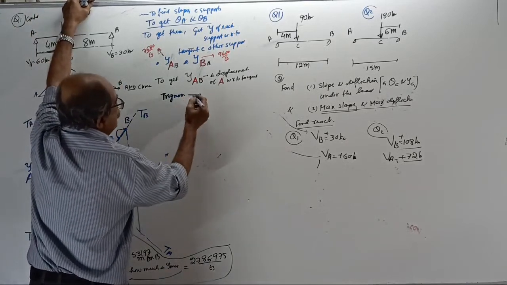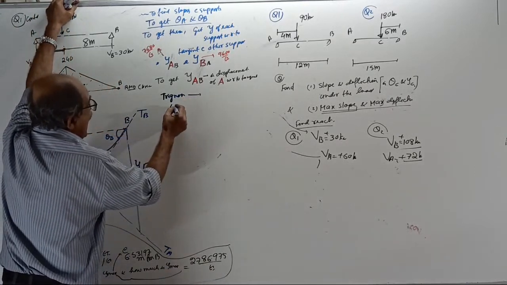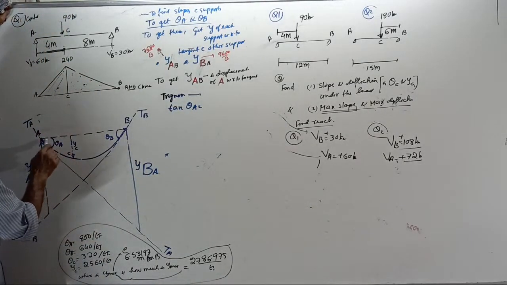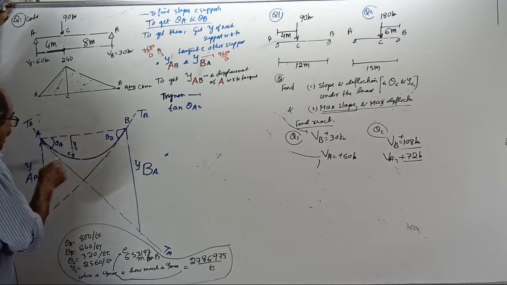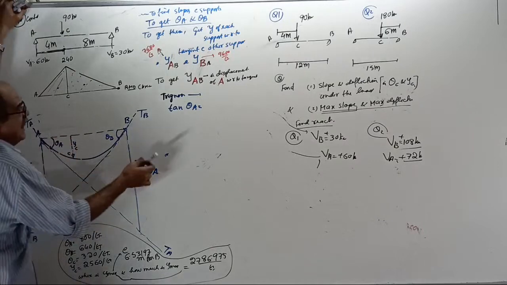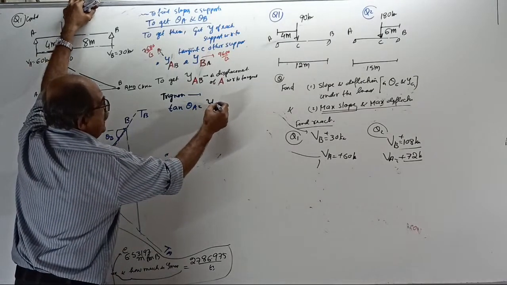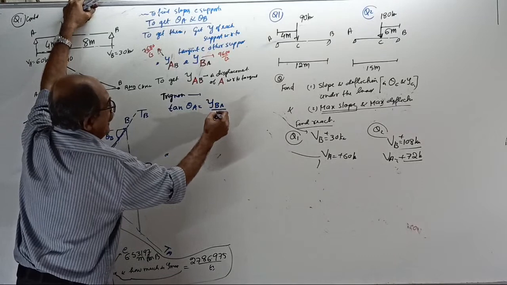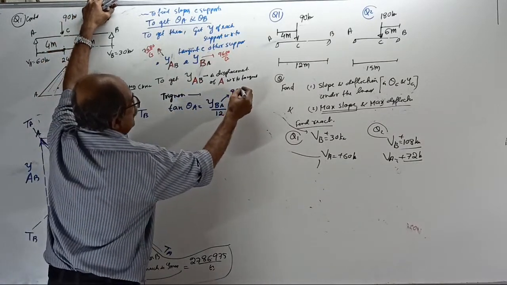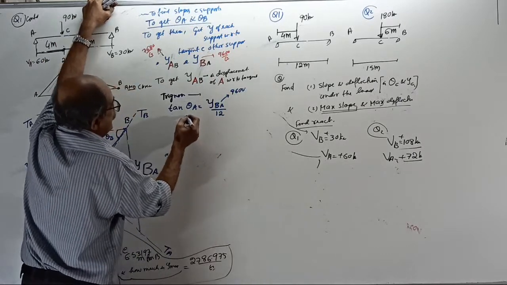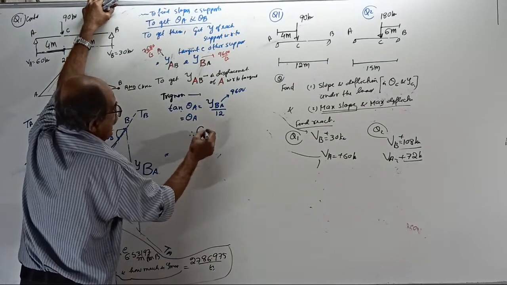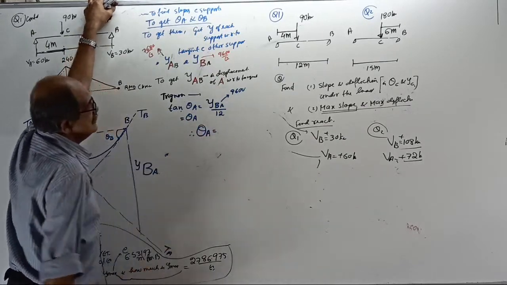Now from trigonometry, you write here, tan of theta A. Be careful. When you want tan of theta A, it is this side, not this displacement. Tan theta A equals y of B with respect to A divided by 12. YBA, you already got 9600 by 12. And you take tan theta equal to theta A. Therefore, tell the value of theta A first.